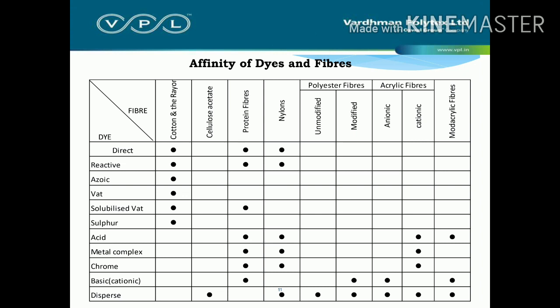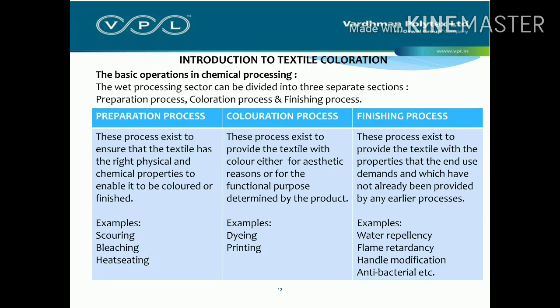Similarly, azoic and vat dyes are applicable only to the cellulose fibers but not to the other common fibers. The basic operations in chemical processing: the wet processing sector can be divided into three separate sections: preparation, coloration and finishing process.